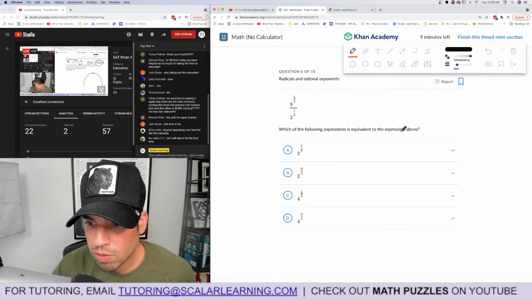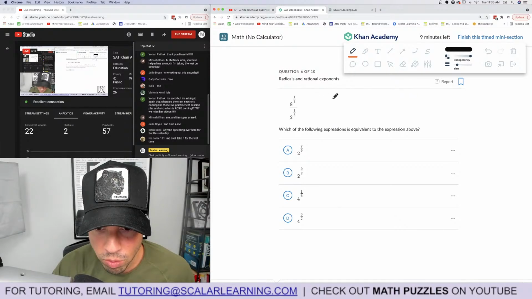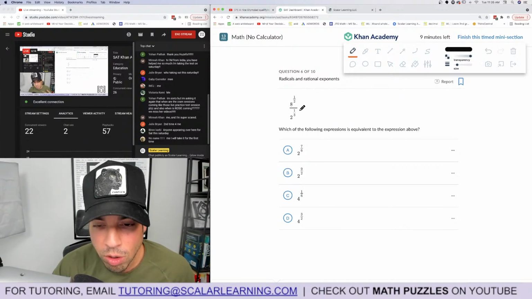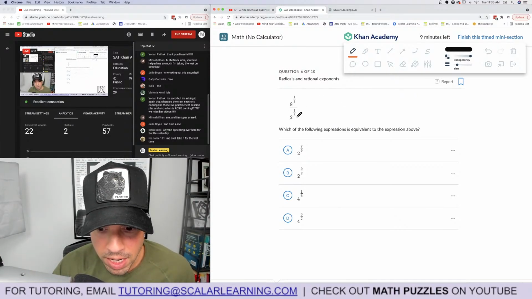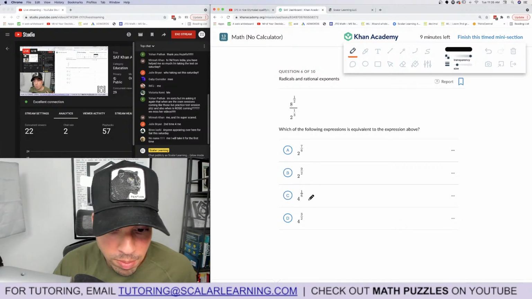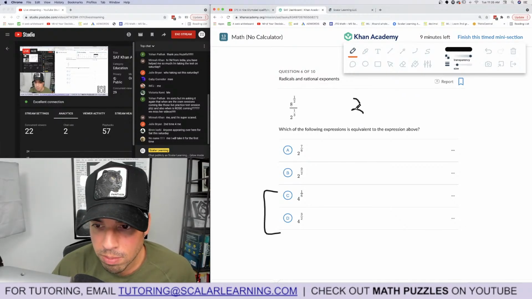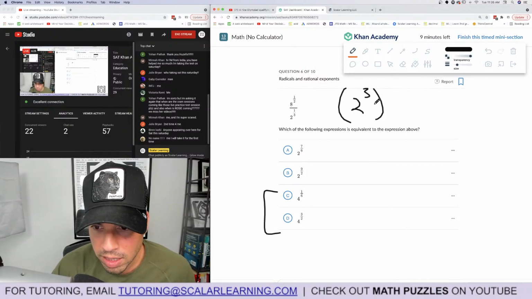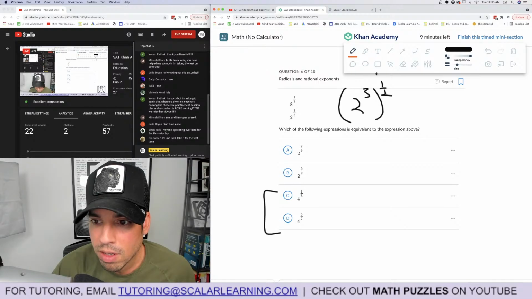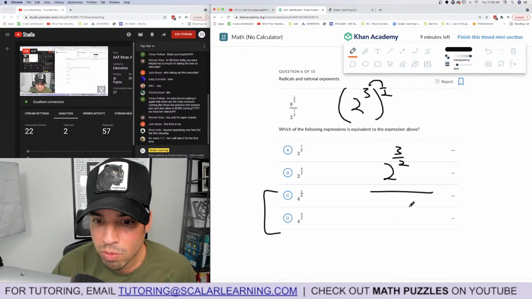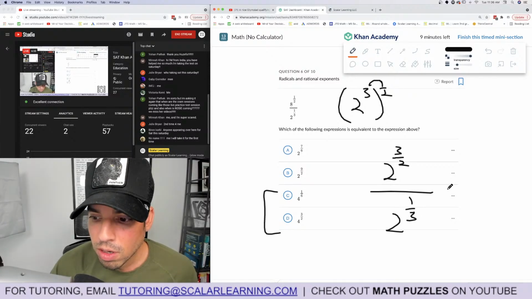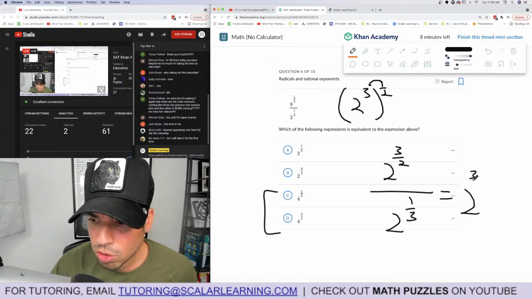Which of the following expressions is equivalent to the expression above? Ooh, nice. Exponent rules. First, let's get them to have the same base. It's probably not going to be C or D, but I won't eliminate them just yet. I'm going to make 8 into 2 cubed, so 8 is 2 cubed to the 1/2. Then I multiply in and I get 2 to the 3/2 power over 2 to the 1/3 power. Then I subtract and I get 2 to the 3/2 minus 1/3.